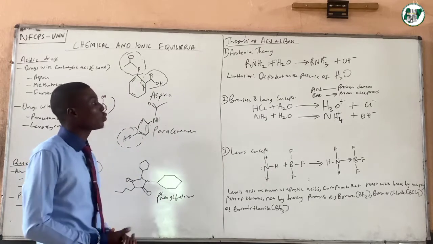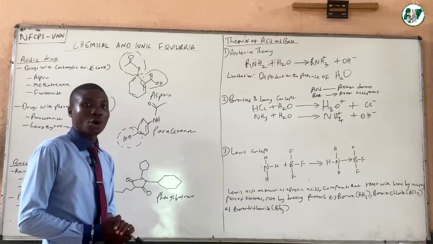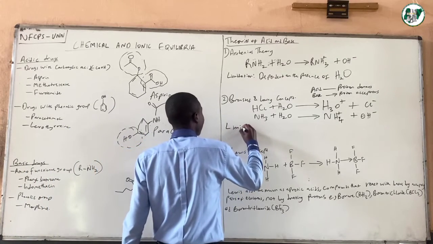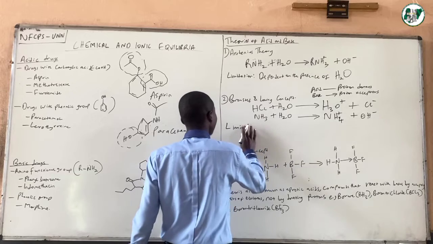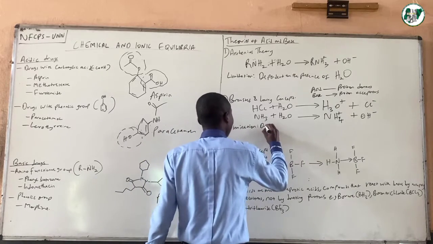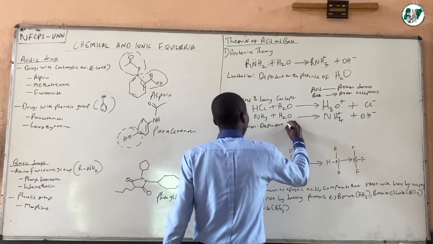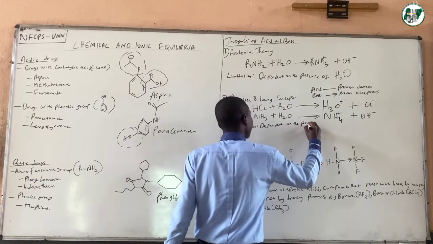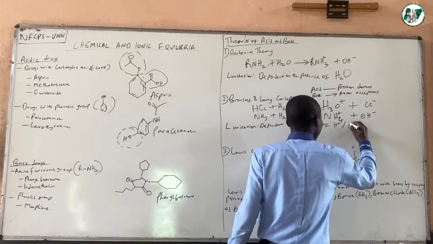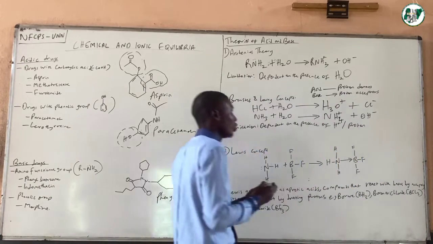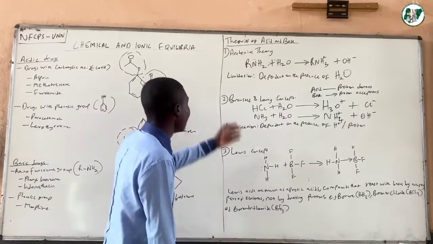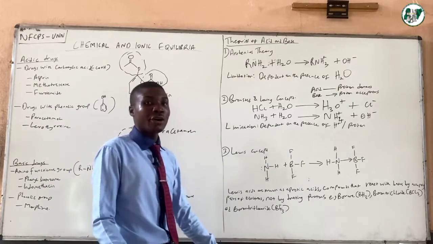Now, what limitations do the Bronsted and Lowry concepts bring on board? The limitation is that it is dependent on the presence of hydrogen ion, or you call it proton. What it means is that if there's no hydrogen ion, no proton, you cannot define anything in terms of Bronsted and Lowry concepts.